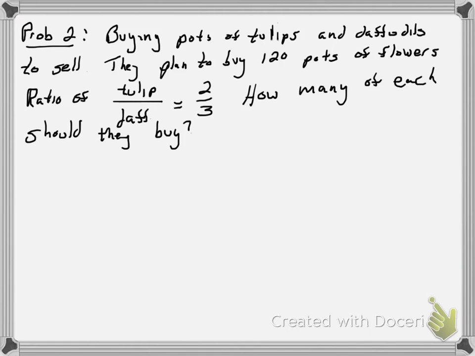Okay, problem 2 talks about buying pots of tulips and daffodils to sell. It's some sort of fundraiser, and I feel like writing it all out. They plan to buy 120 pots of flowers. The ratio of tulips to daffodils is 2 to 3. How many of each should they buy?